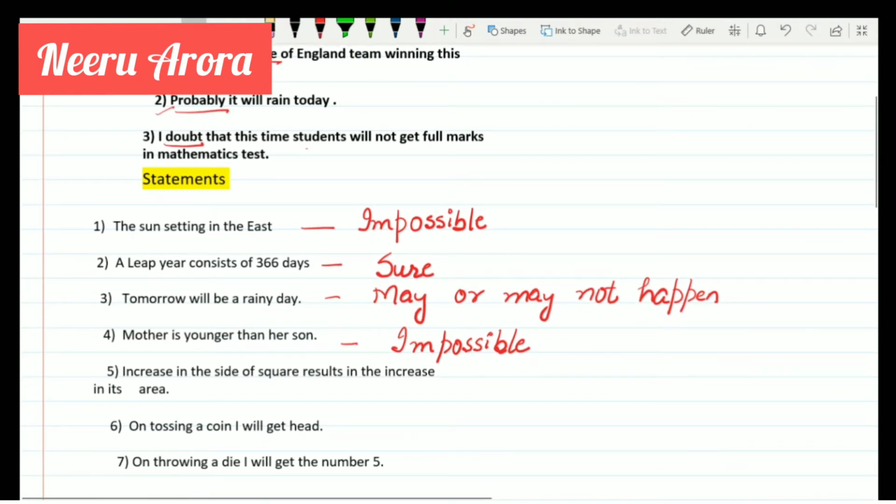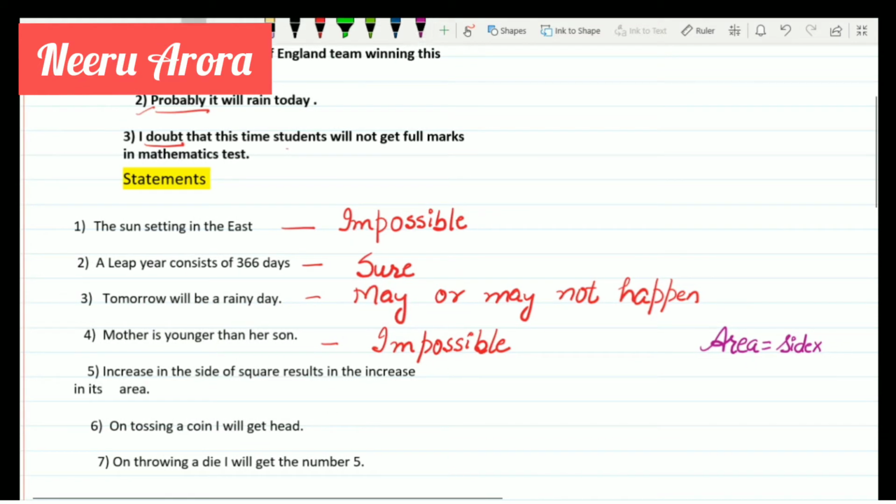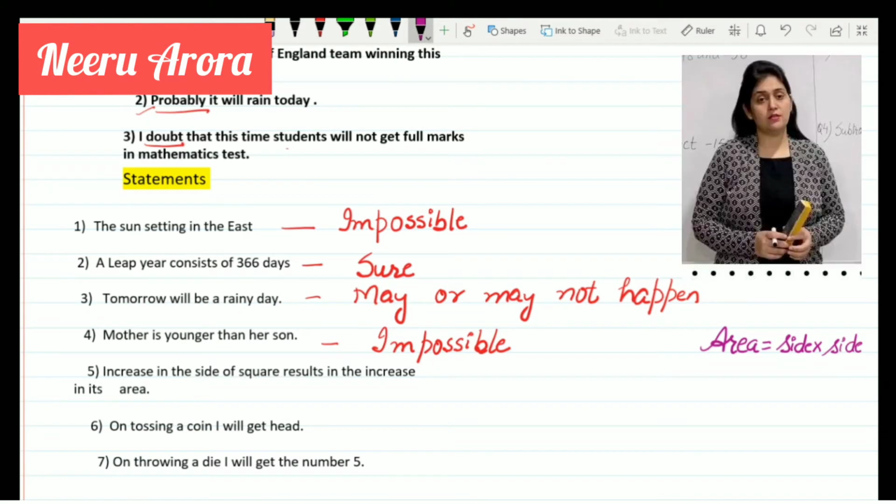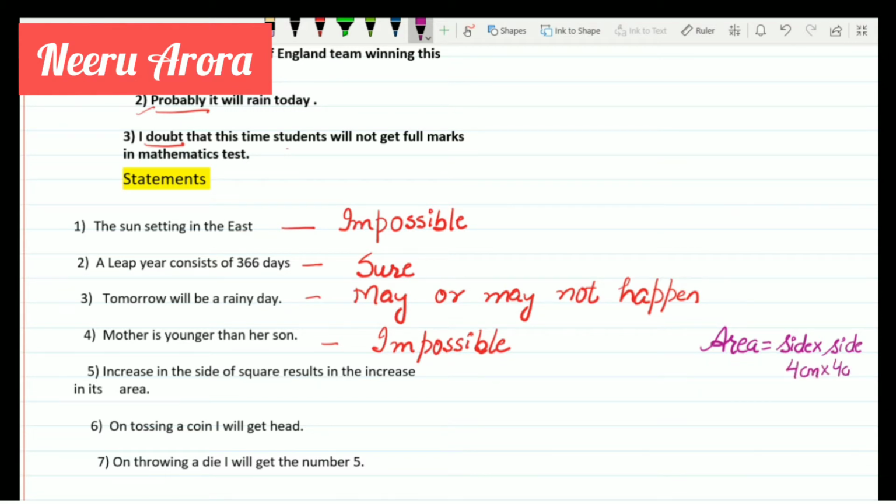Increase in the side of a square results in the increase in its area. Yes, we know area is equal to side into side. So if we have a side of square 4 centimeter, its area is equal to 16 centimeter square. Suppose we have increased the side of the square to 5 centimeter. So now what will be the area? Our area will be 25 centimeter square. So this statement is sure, if there is an increase in the side of a square, it results in the increase in its area.